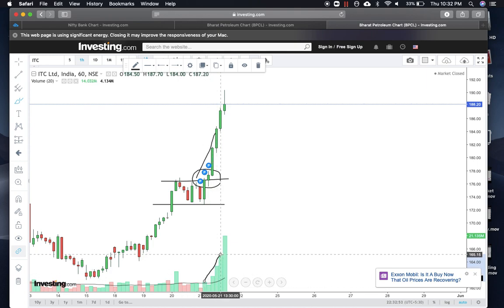That's what we want. What we don't want is price increasing and volume falling. That would not be sustainable at all. This price action is sustainable because it is followed by heavy volume.